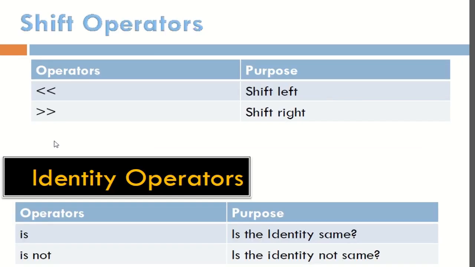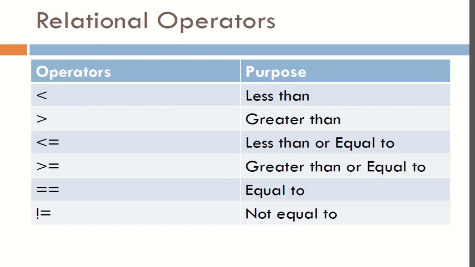Now shift operator, what do you mean by this? This is known as shift left, and this is what? Shift right. Then identity operator: is the identity the same or is not, meaning it is not in the same order. Okay, now relational operator: less than, greater than, less than or equal to, greater than or equal to, equal to, not equal to. These are all the symbols used in Python to get the relation between two operands.